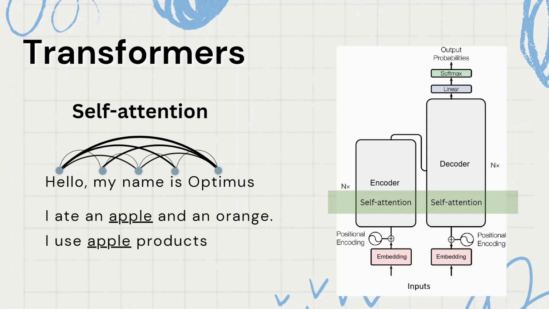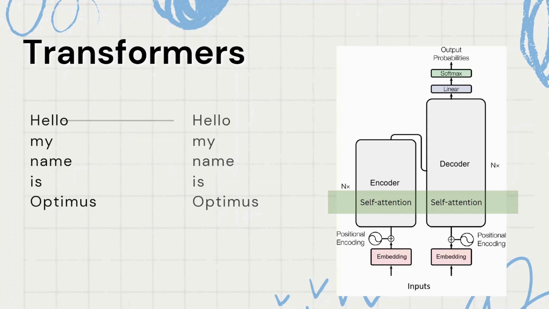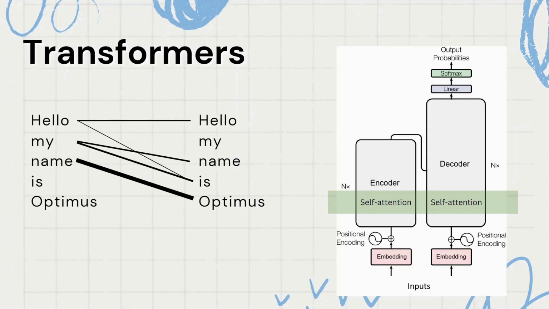To understand this behavior, we can look at it in another way, where each word is linked to every other word in the sentence through some weightages. Now these weights could be higher for words like name and Optimus, which is represented by the higher thickness of the line, while it could be lower for words like hello and is. Now the words containing the higher weightages are linked strongly to each other, while the words with lower weightages are weakly correlated to each other.